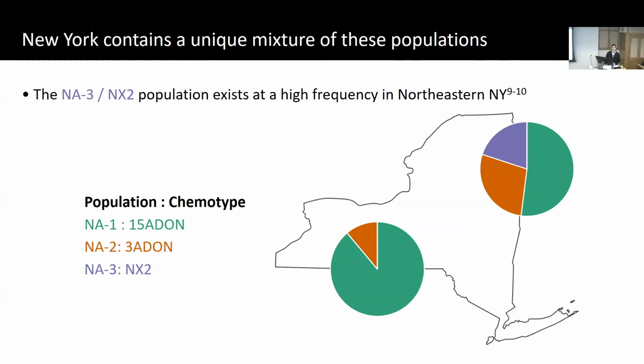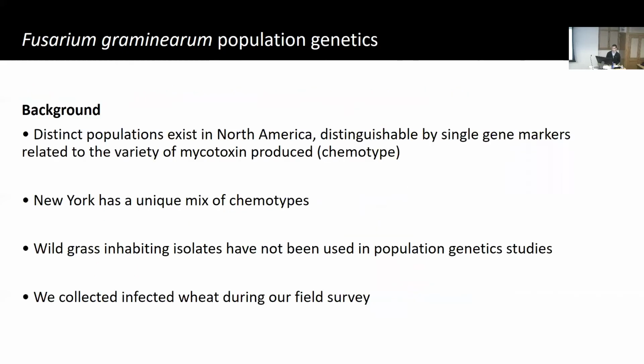Based on previous work in Gary's lab, looking at isolates collected from wheat, corn, and airborne spores, we know that the 3-ADON and NX2 producing isolates occur at a higher frequency only in the northeastern part of the state. These pie charts represent that. So the most important parts of background information for this part of the talk: there are 3 distinct populations that are mostly differentiated by their chemotype.